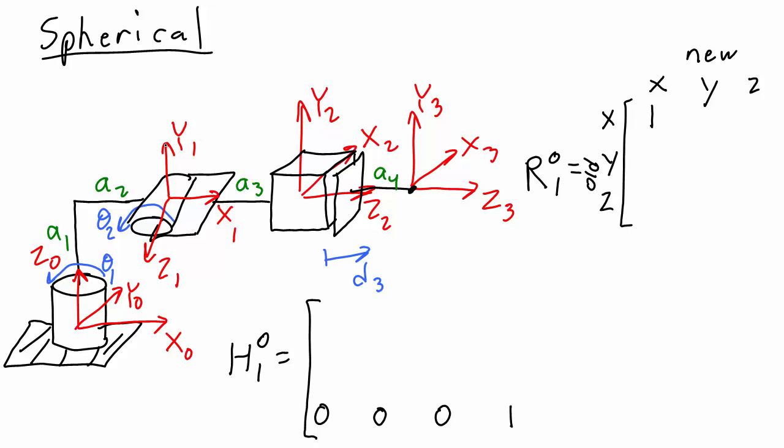Next, I see that my new y-axis is in the same direction as old z. So I can go and put a 1 in the intersection of new y and old z. Lastly, I see that the new z-axis is in the opposite direction as the old y-axis. So I can go and put a -1 in the intersection of new z and old y.